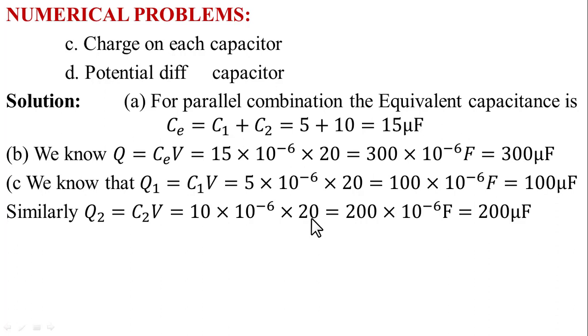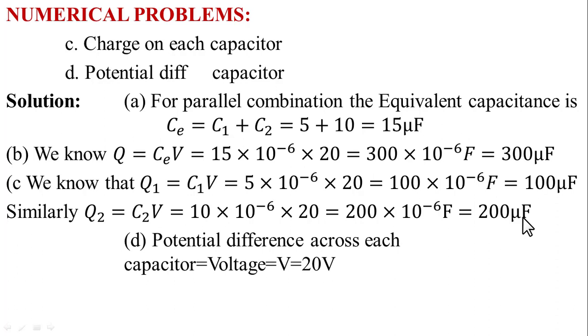10 multiplied by 20 is equal to 200 multiplied by 10 raised to power minus 6 farad, or equal to 200 microfarad. Now in part D, the potential difference across each capacitor. The voltage of the battery is 20 volt and they are in a parallel combination, so V is constant and V is equal to 20 volt.